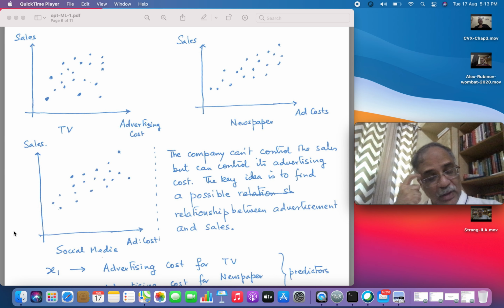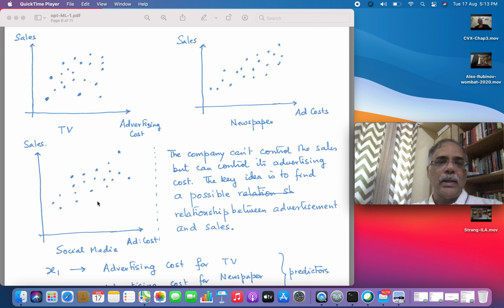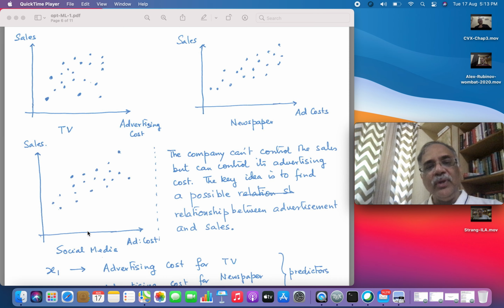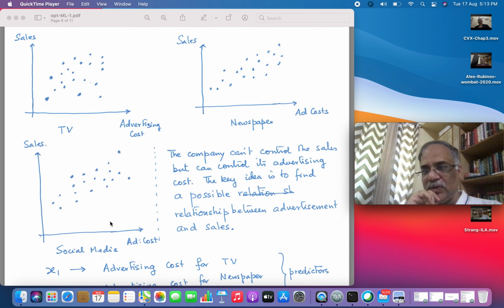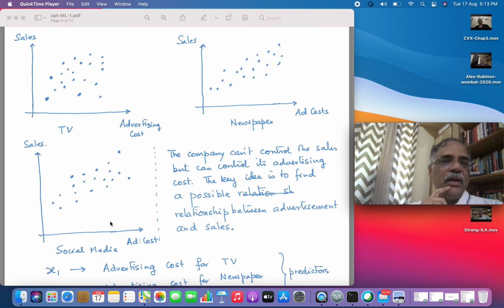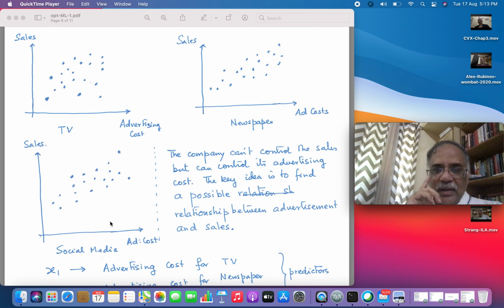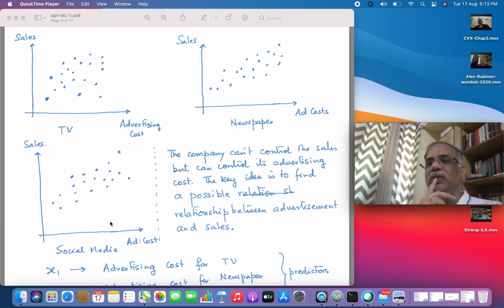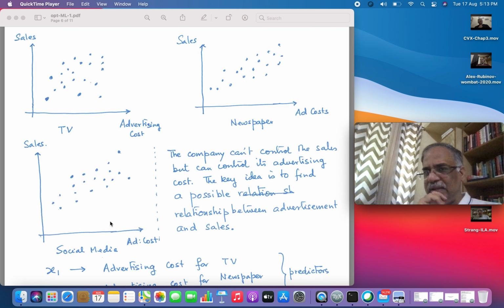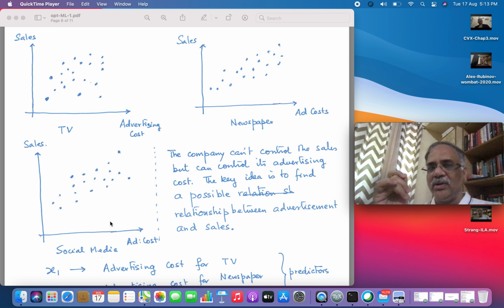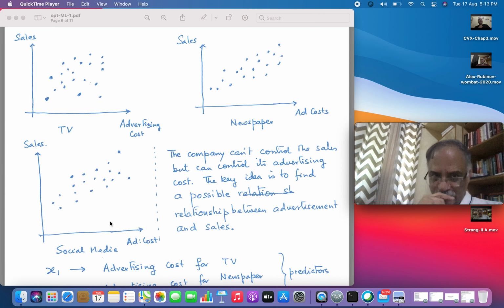So if you observe it, we now have to figure out, because I do not have any control on the sales, but I can control the advertisement cost. I can increase it, decrease it, whatever. Can we figure out from the given data if there is a possible relationship between the advertisements and the sales? Does it say that if I increase the advertisement cost, sales will go up?